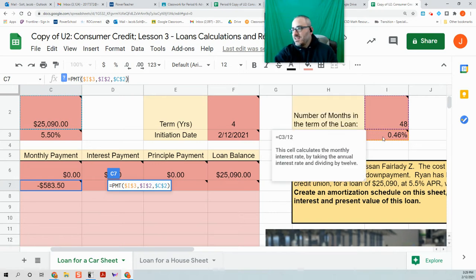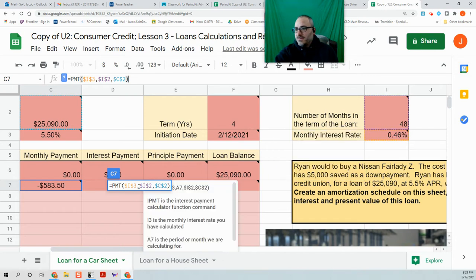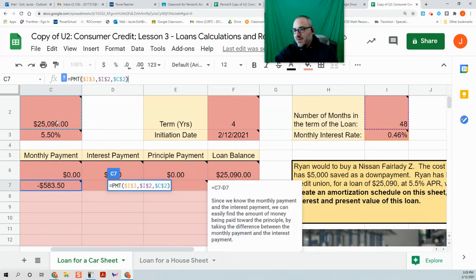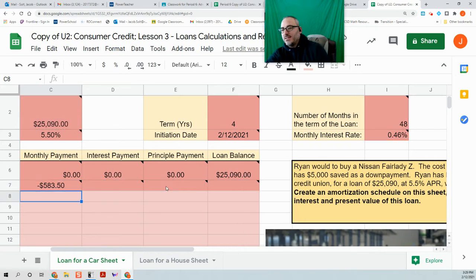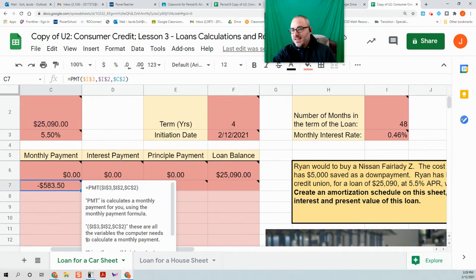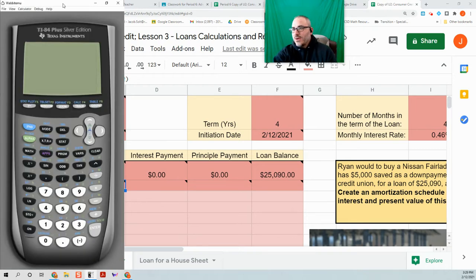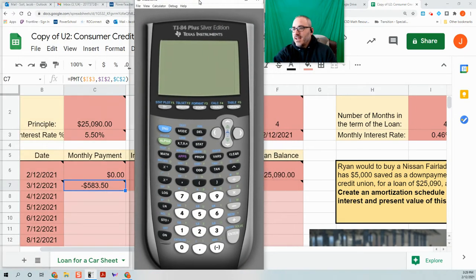Oh no, sorry, I3 is the monthly interest rate. Right. So it's going to take the monthly interest rate. Then it's going to look at I2, the number of months of repayment for this thing, and then it's going to look at C2, the amount borrowed, and it's going to calculate a monthly payment, right, based on those three things. And then we find the monthly payment is $583.50. Let's just go to our calculator and confirm that that is the case.